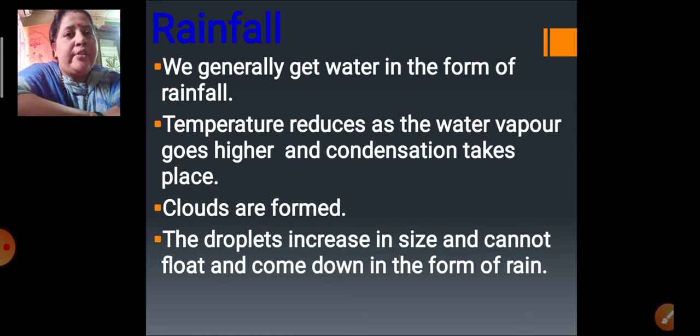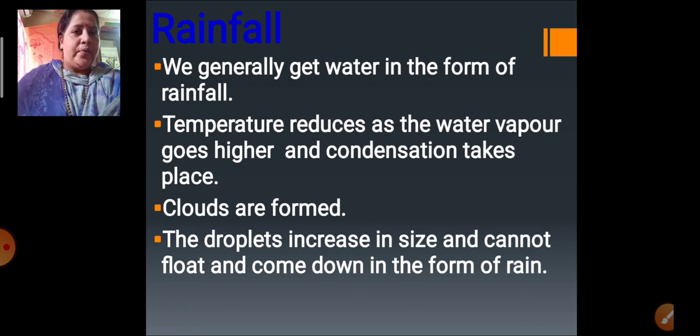So how do we get rainfall? When evaporation takes place, vapor goes high up into the atmosphere. At higher altitude, what happens? Temperature reduces and water droplets are formed. That means condensation takes place. These water droplets cling to each other, and because they cling to each other, what happens? They become larger in size. Such water droplets cannot float in the atmosphere and they come down in the form of rain. So this is how we get the rainfall.